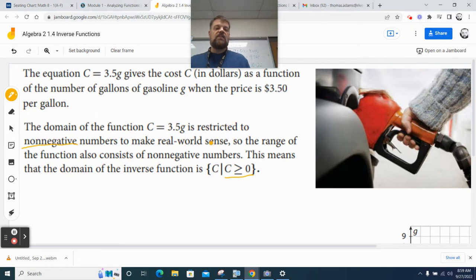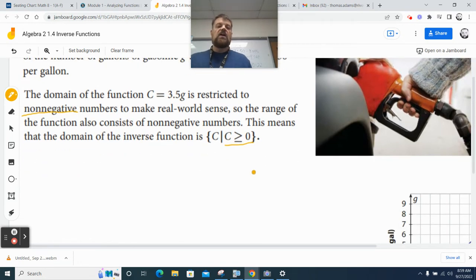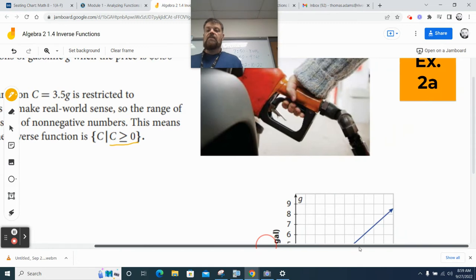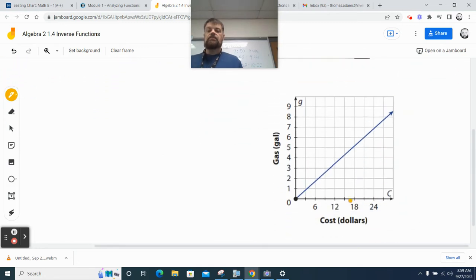It says the domain of the function is restricted to non-negative. So the range of the function consists of non-negative numbers. This means that the domain of the inverse function is C is greater than 0. And so I'm going to pull this up here.